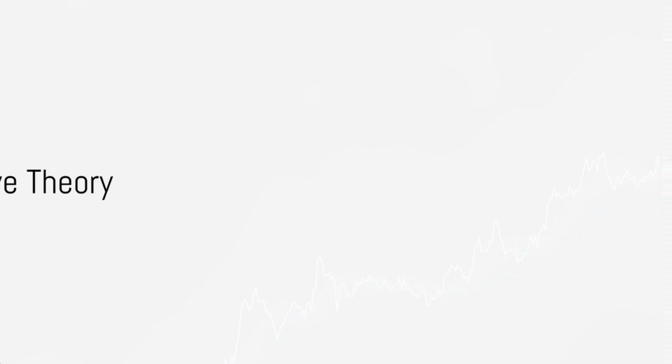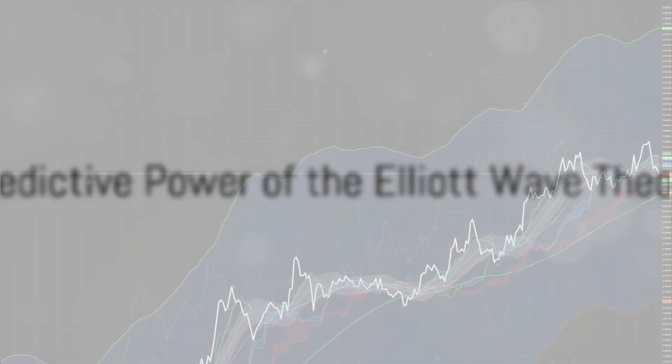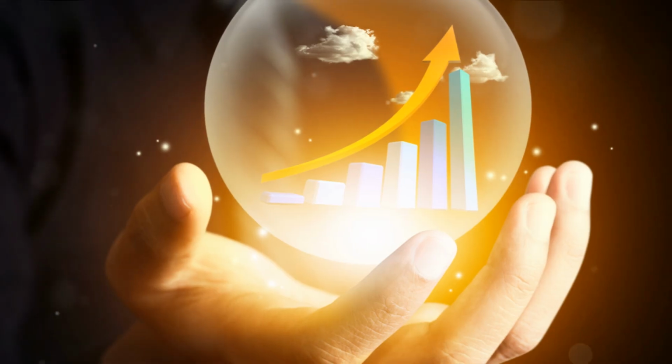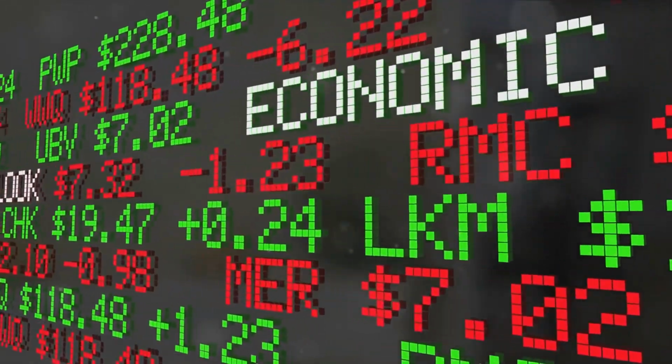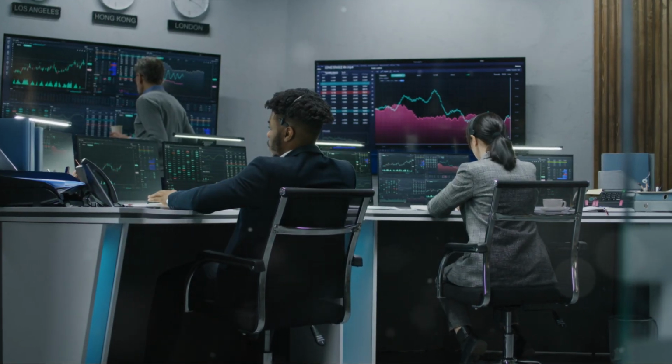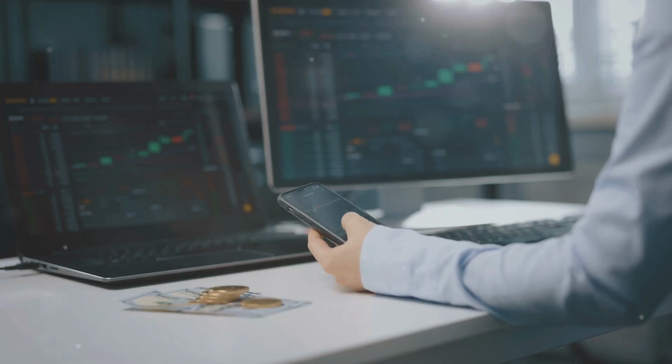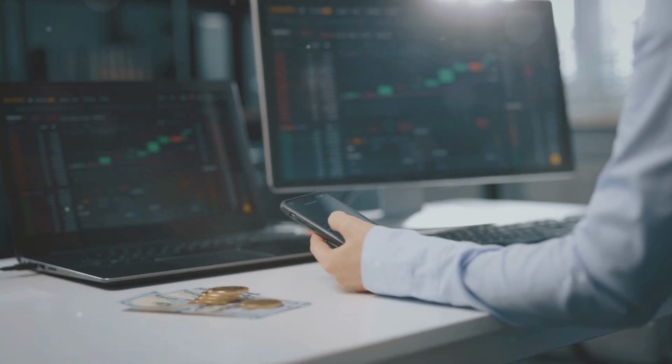One of the biggest advantages of using the Elliott wave theory is its predictive power. It's like having a crystal ball that provides a sneak peek into the future of the market. Traders can analyze these wave patterns to predict where the price may be heading next, offering them a potential edge over others in the market.